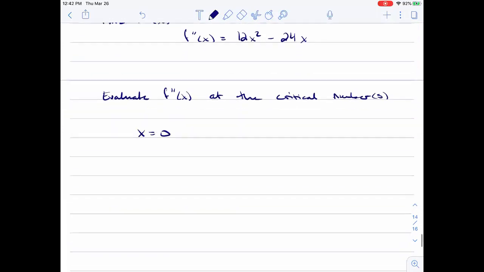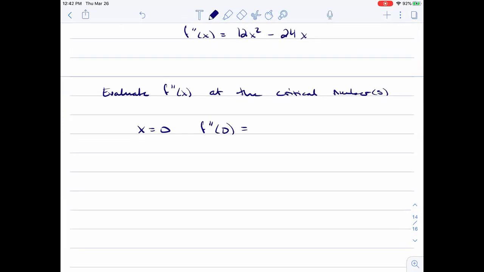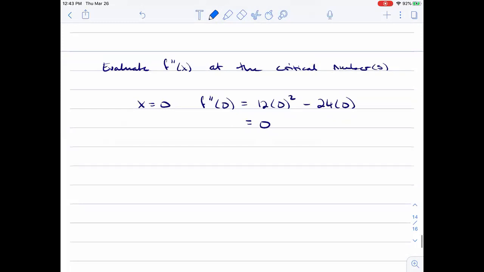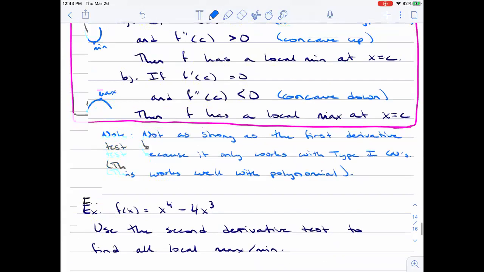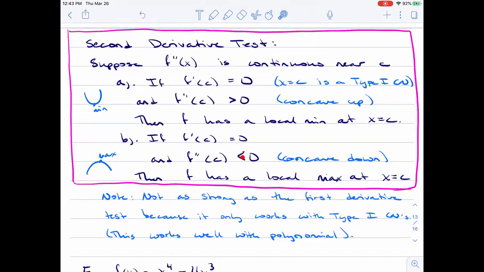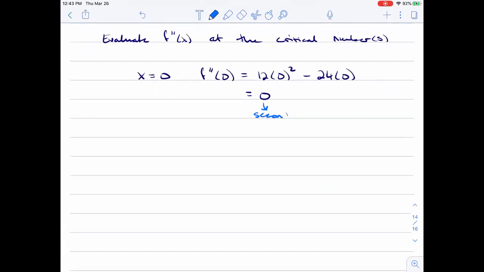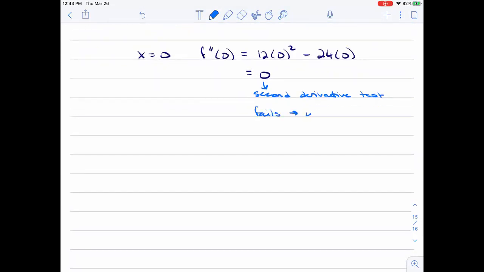At x equals 0, I've got f double prime of 0, which is 12 times 0 squared minus 24 times 0. This is equal to 0, and that's not an option. With the second derivative test, it has to be either greater than 0 or less than 0. So if we end up at 0, then the second derivative test fails. So what we're going to use is the first derivative test in this case. But we'll keep going and keep that on the back burner.